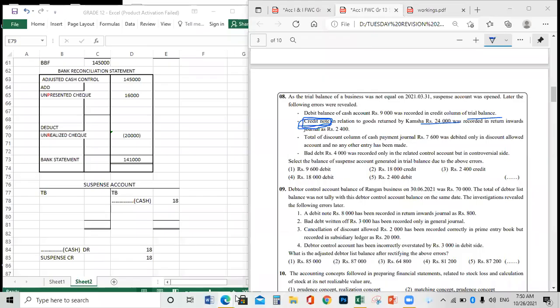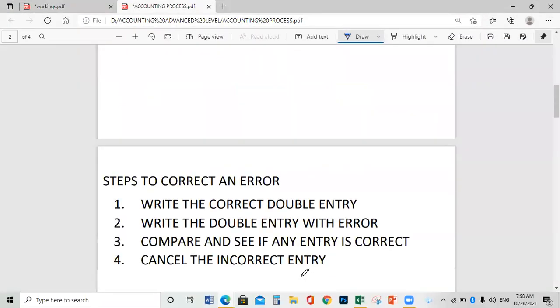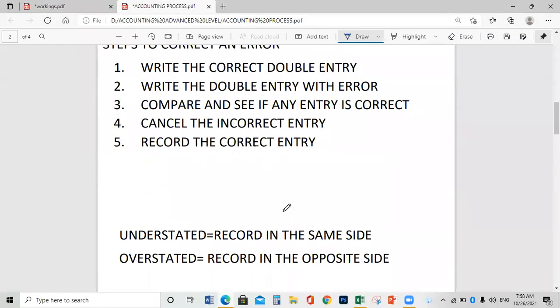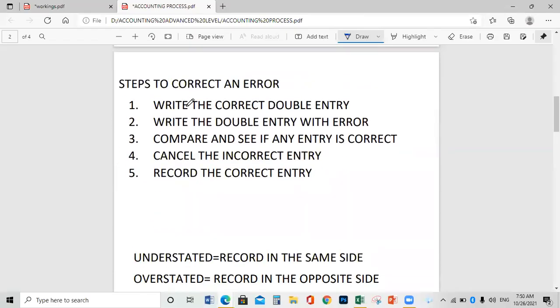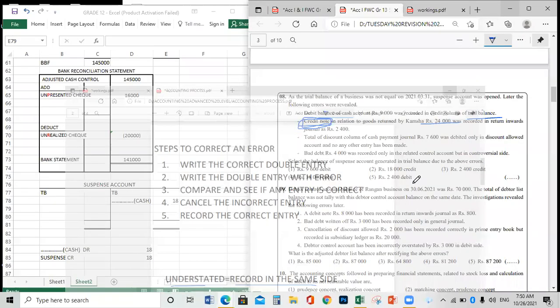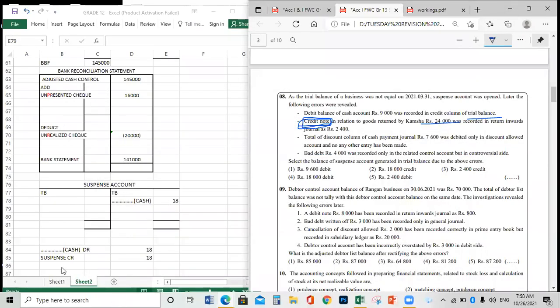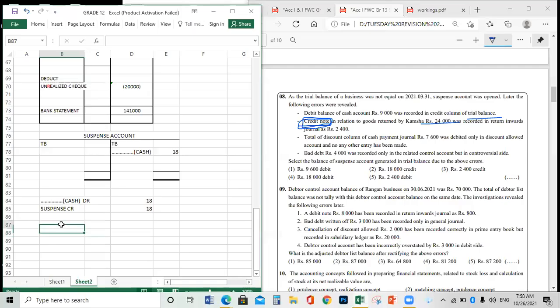When you want to correct an error, remember, if it is understated, it is the same side. If there are external students who don't know this, please take a screenshot. This is the way you can easily get the answer to correct an error. If it is understated, you correct the mistake by recording it on the same side. If it is overstated, you correct it by recording it on the opposite side. Here it is understated, so you record it on the same side.